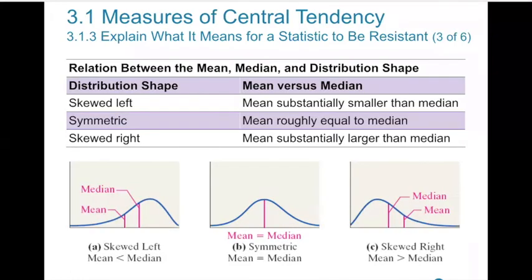So let's look at what that does to a curve. If our information is symmetric, if we look at that middle graph, the mean and the median should be the same. So everything is equally dispersed. If we find the mean and the median of that set of data, then they should match up pretty well. They might not be exactly the same, but they're going to be really close.